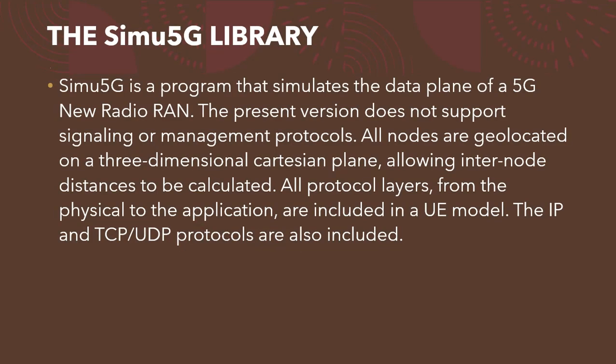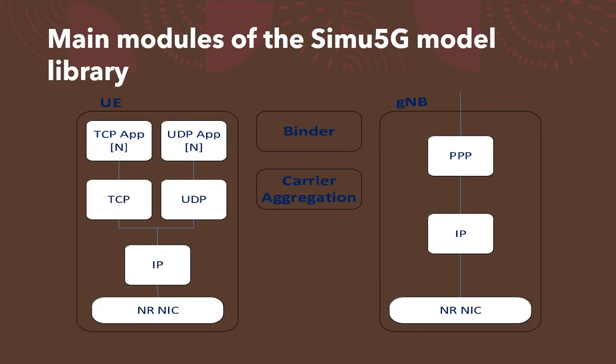Now we have the Simu5G library. Simu5G is a program that simulates the data plane of a 5G New Radio RAN, radio access network. The present version does not support signaling or management protocols. All nodes are geolocated with GPS on a three-dimensional Cartesian plane, allowing inter-node distance to be calculated. All protocol layers from the physical to the application are included in the UE model. The IP and the TCP and UDP protocols are also included in this library.